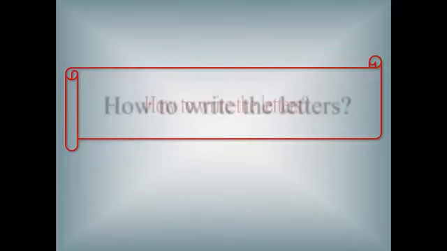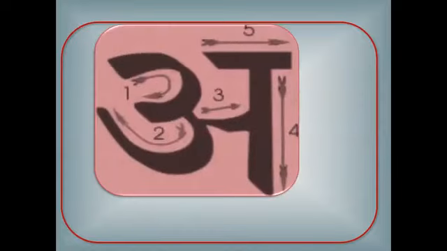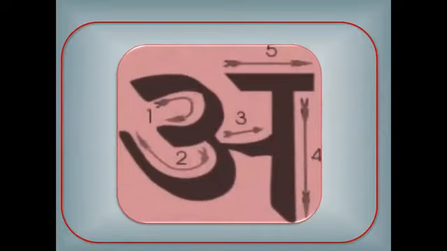Now, how to write the letters? Starting with the first vowel, you can see how it should be written. You can see the stroke 1, 2, and 3, and one vertical stroke will be there. In Saṃskṛtam, you will see a vertical stroke and a stroke at the top. That is 4 and 5, like in the form of a T. So you will see this almost in all the letters. So this is the simple vowel A.